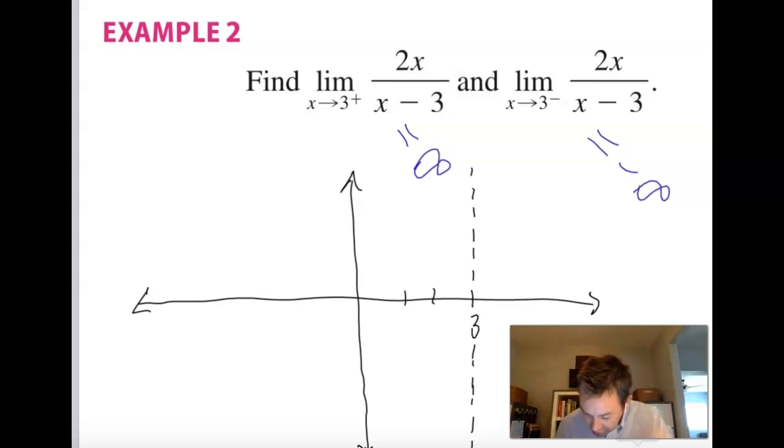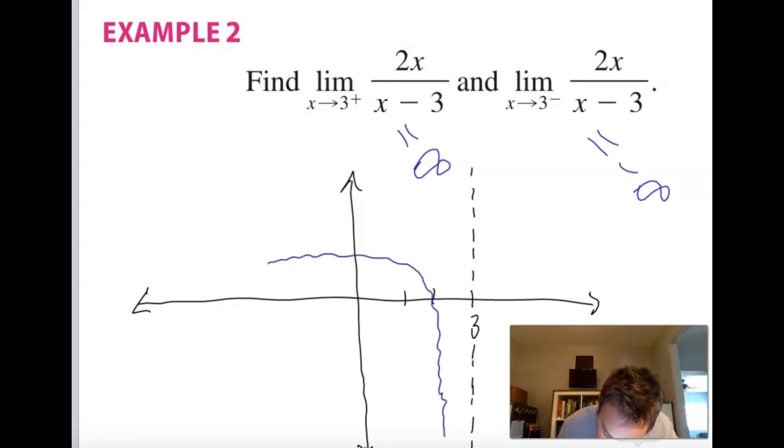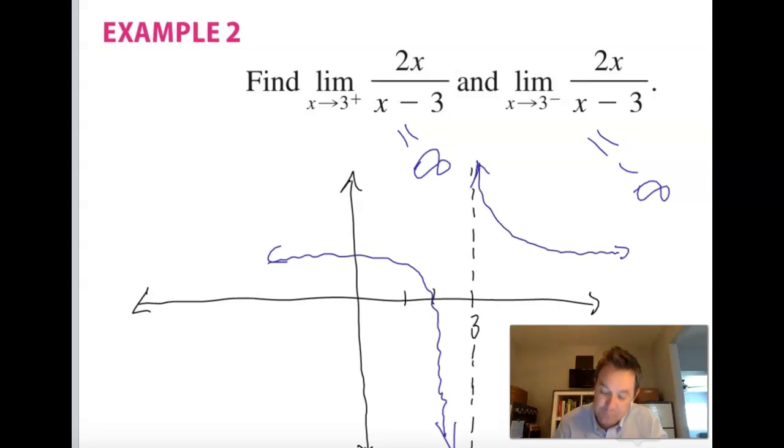And as we are approaching 3 from the left, our y values get large negative. So that actually looks something like that. And the opposite, as we approach from the right, they get large positive.